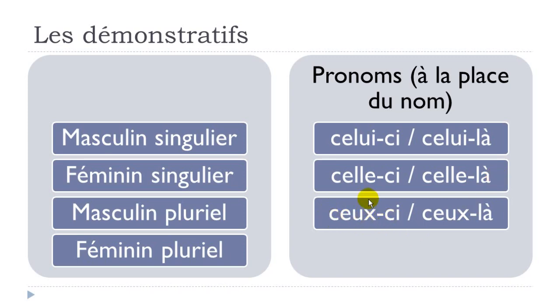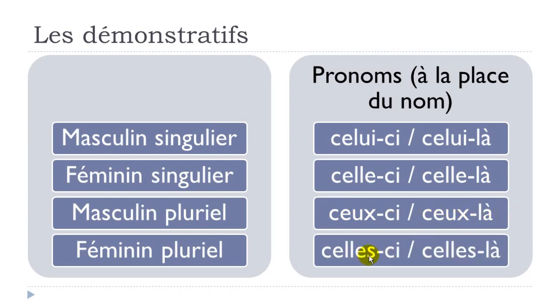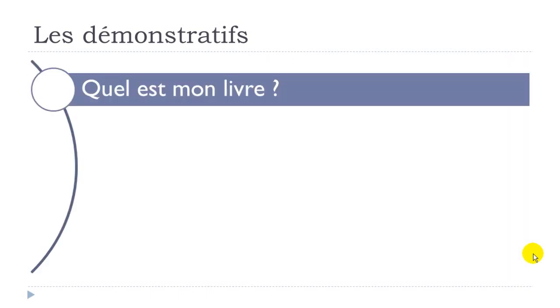Okay, remember, the final X is not pronounced, so you get the sound ce, ceux-ci, and then ceux-là. All right, feminine plural, celle-ci. Okay, don't pronounce the final S: celle-ci, celle-là. All right, so let's see a few examples now.